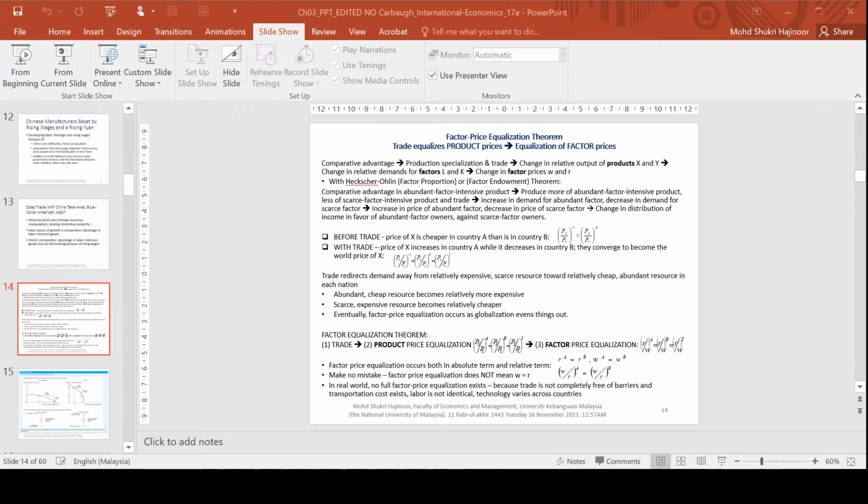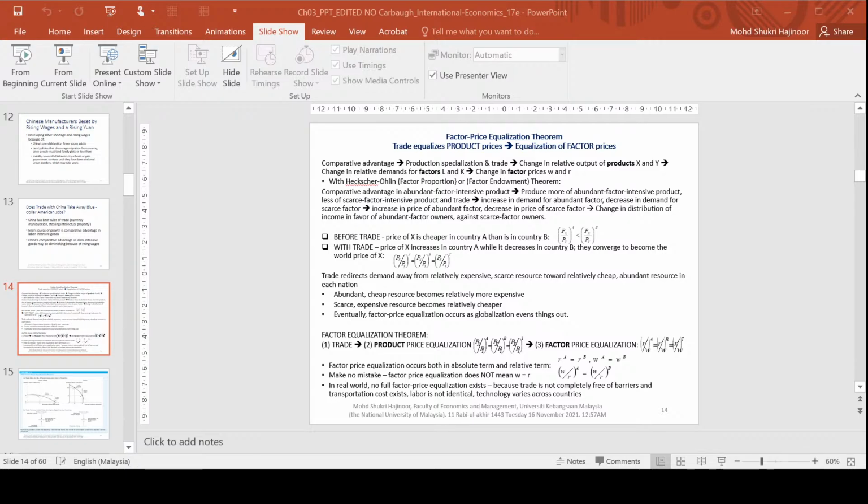When you increase production, more and more shirts, both factors, labor and capital, will be needed. The use of both will increase. But which one will increase by more? Labor will increase by more, the use of labor compared with the increase in use of capital. Okay.